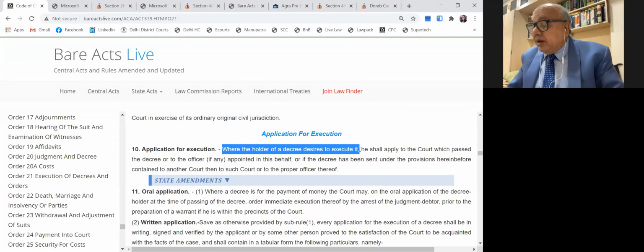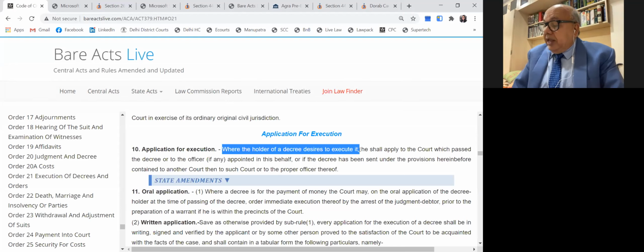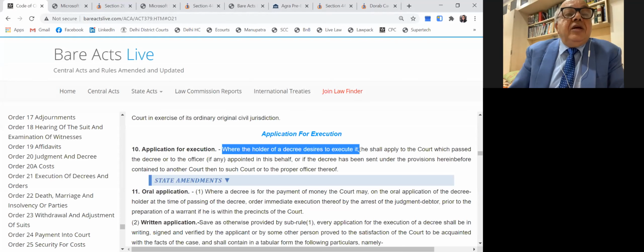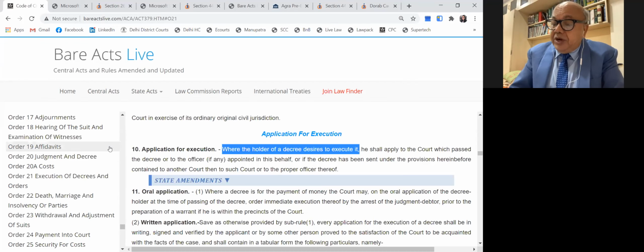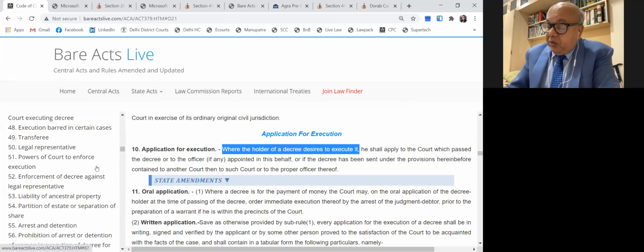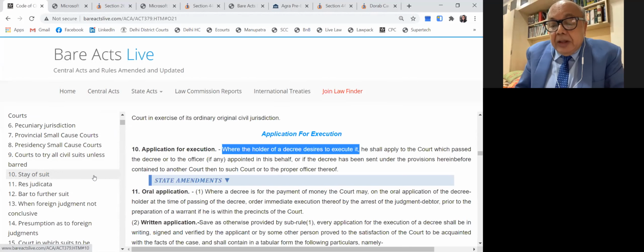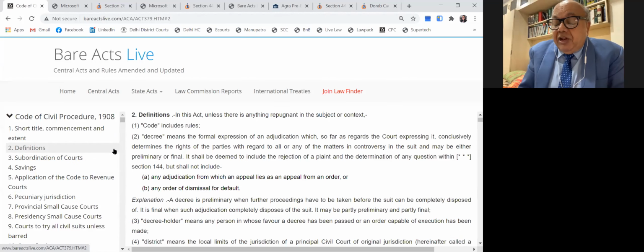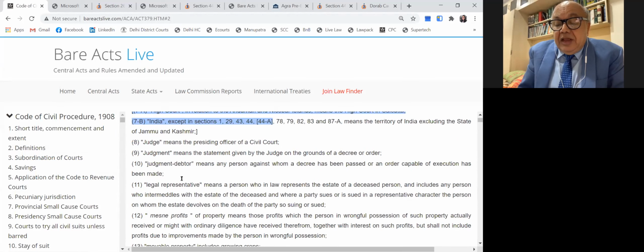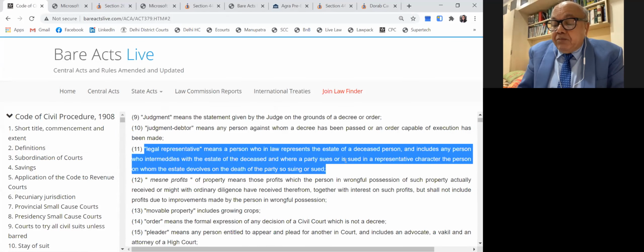Number two, the legal representative claiming under the decree. Now see, the second person who can execute a decree is the legal representative. The expression legal representative is defined under Section 2(11) of the CPC. Legal representative means a person who in law represents the estate of the deceased person, including a person who intermeddles with the property.